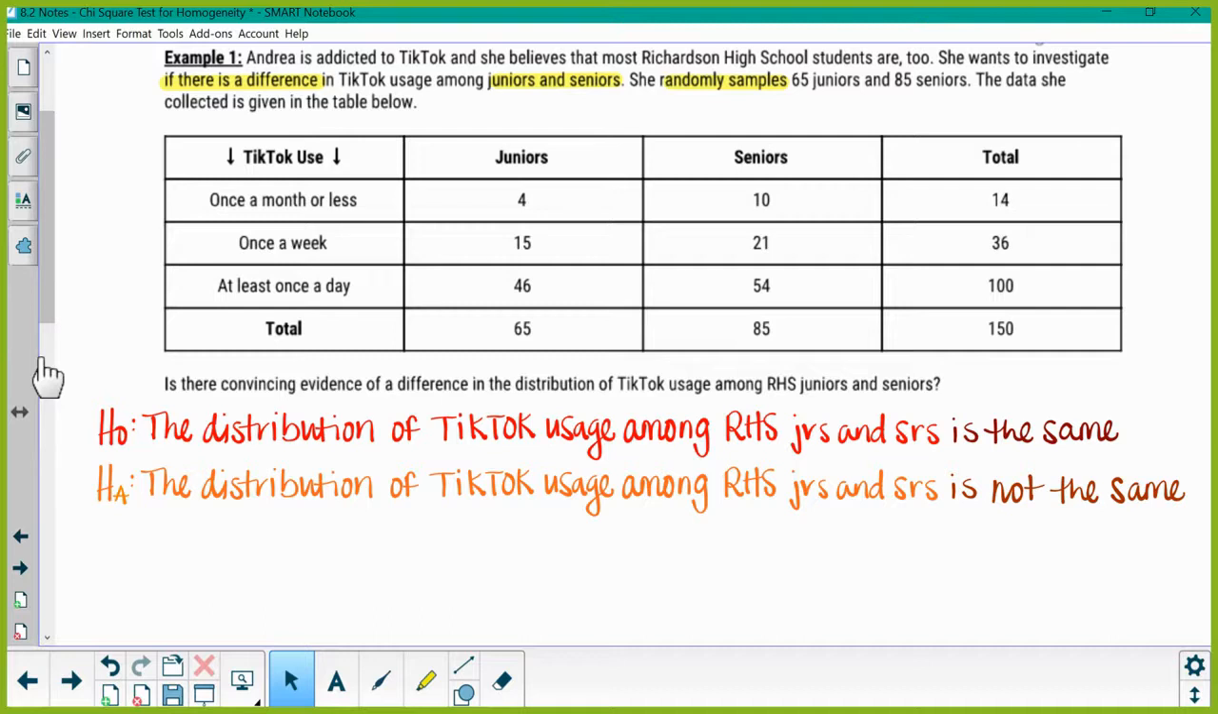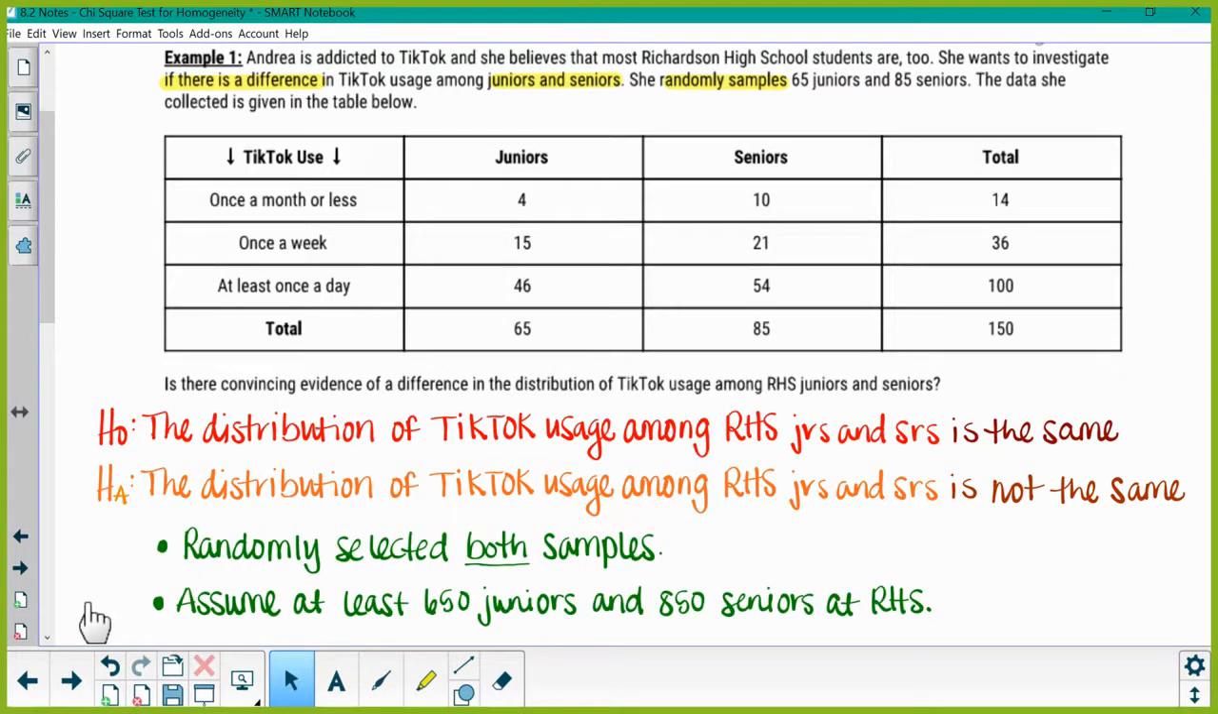Once we have our hypotheses written, we are going to go in and start checking our conditions. So the first two, again, you should be pretty familiar with. It does state that she randomly selected both samples. So that satisfies my randomness condition. Again, you want to verify it for both of the groups you're dealing with or more. Sometimes it's two, sometimes it's three. We're going to assume both.